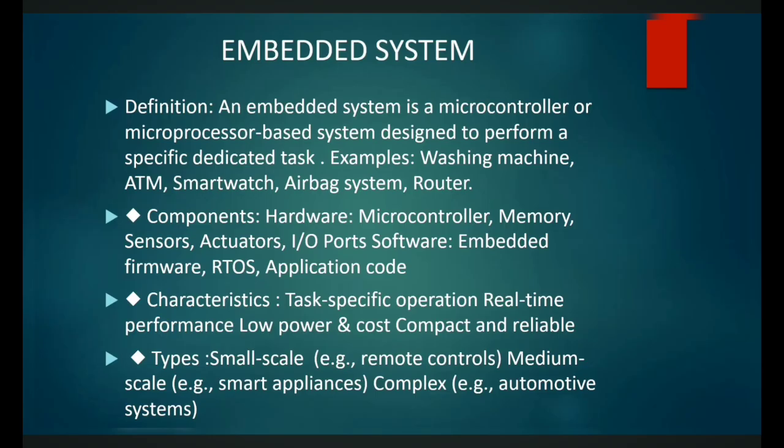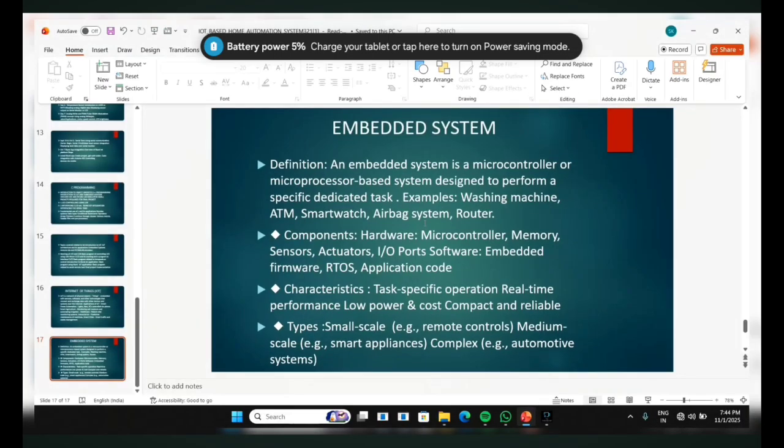Introduction to the embedded system. An embedded system is a microcontroller-based system designed to perform a specific dedicated task. Examples: washing machine, ATM, smartwatch, airbag system, router. Components: hardware, microcontroller, memory, sensors, actuators, and input-output ports; software, embedded firmware, RTOS, and application code. Characteristics: task-specific operation, real-time performance, low power and low cost, compact and reliable. Types: small scale, medium scale, and complex, and so on.